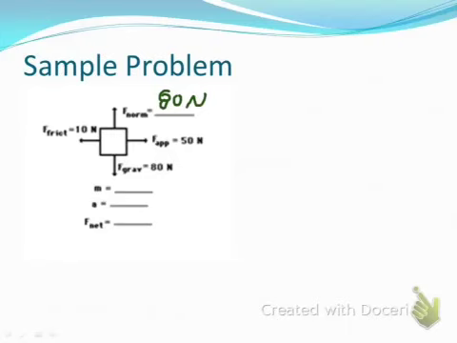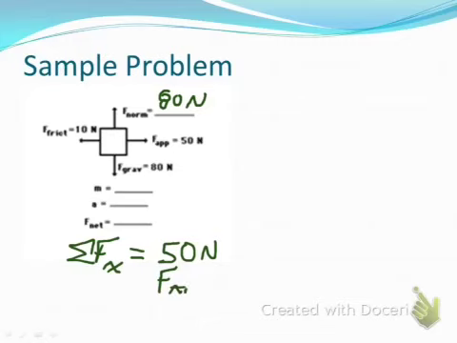I want to find my net force as well. Net force is the same thing as saying the sum of the forces. We've already done the sum of the forces in the y direction, so let's sum the forces in the x direction. Notice how we have 50 newtons going to the right. That's from our applied force. And we have 10 newtons going to the left. That's due to the force of friction. Summing those up, notice how we're going to get a net force of 40 newtons.